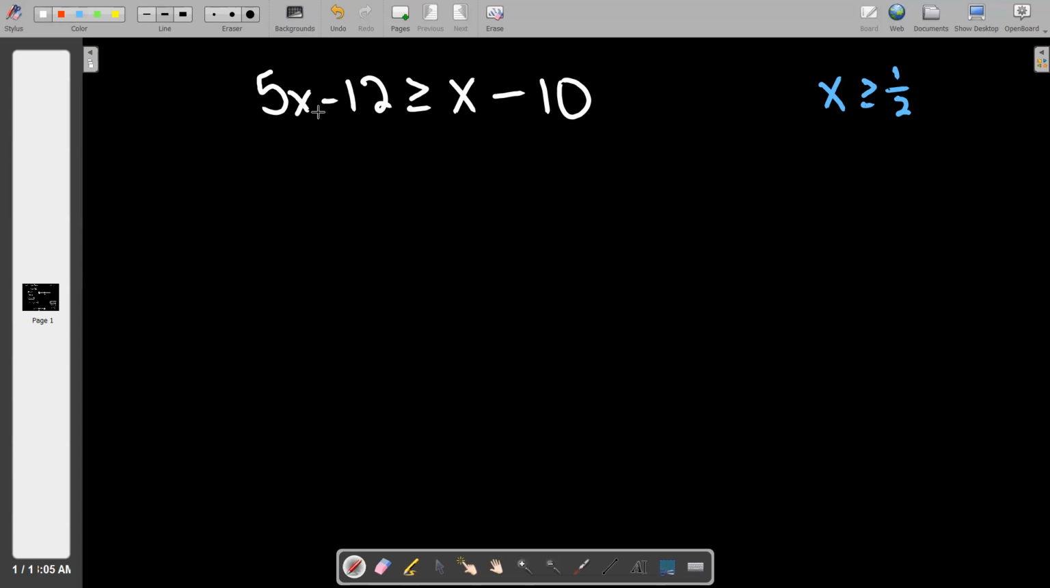So I'm going to subtract the x across to the left, and I'm going to get 4x. And while I'm at it, if the x's are going to take over the west side, then the numbers have to take over the east side. So I might as well kick that minus 12 to the other side as a plus 12. Negative 10 plus 12 is positive 2. And then when I divide both sides by 4, I get x is greater than or equal to 2 divided by 4.